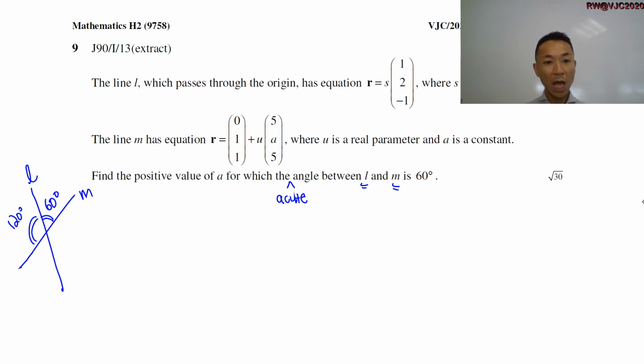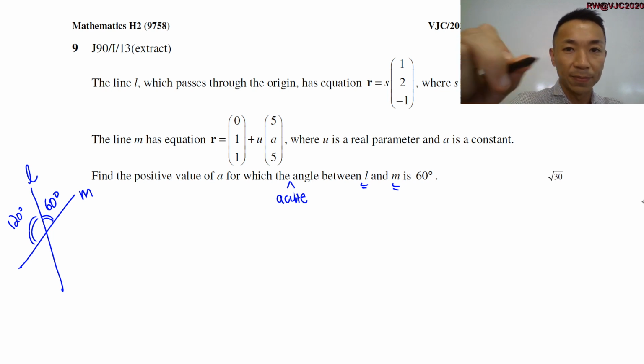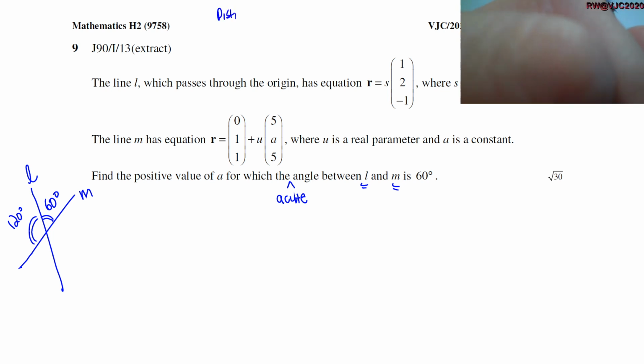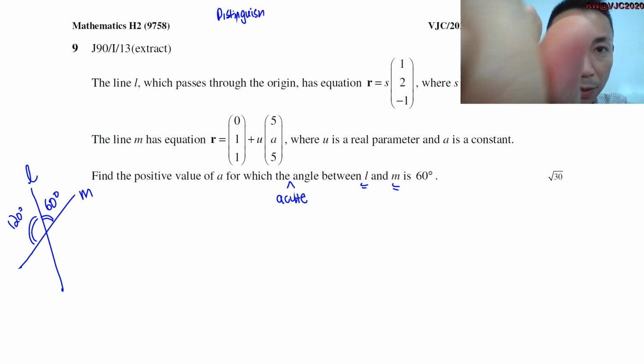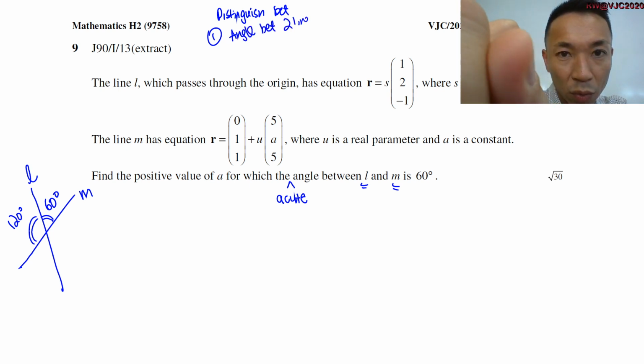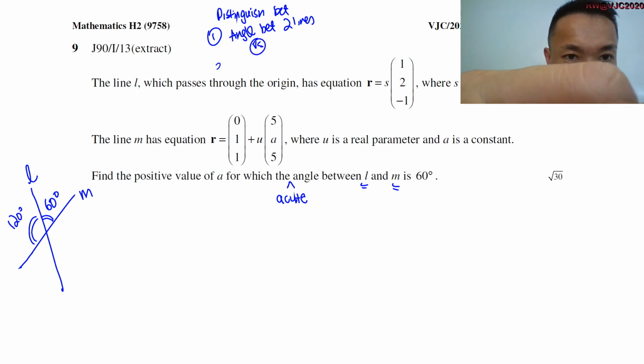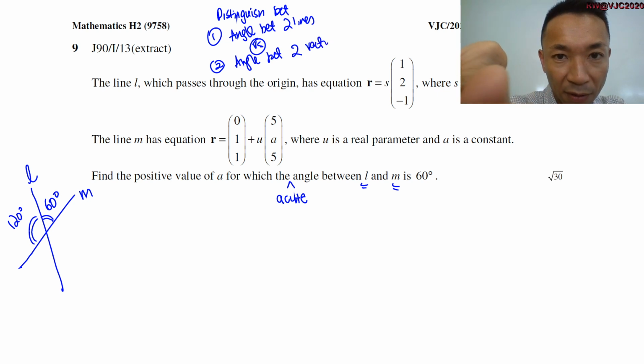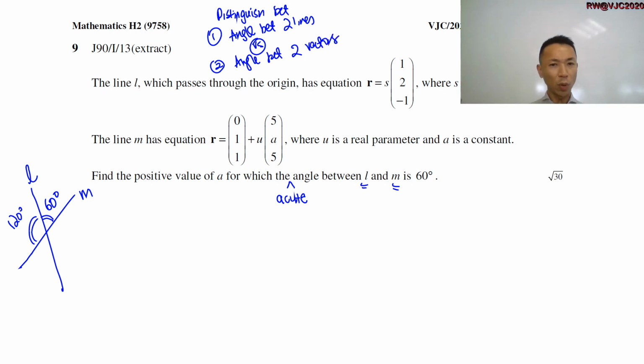Now, I want all of us to distinguish between finding the angle between two lines versus the angle between two vectors. Now in this question, the question says that the angle between L and M, which are two lines, is 60 degrees. And the acute angle is 60 degrees.